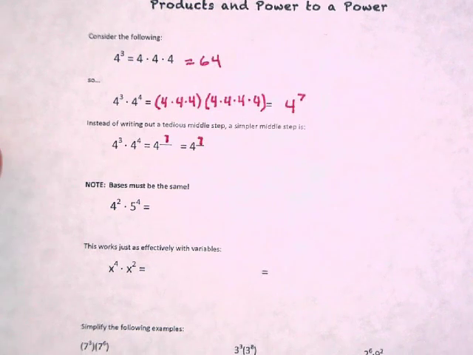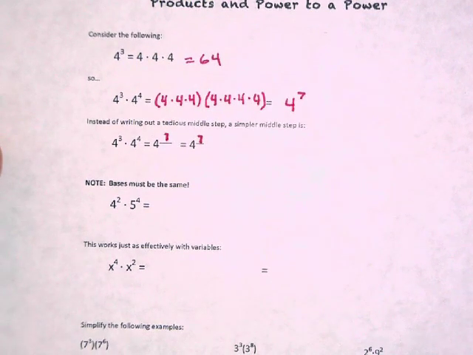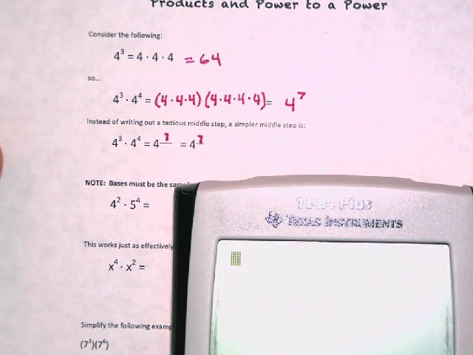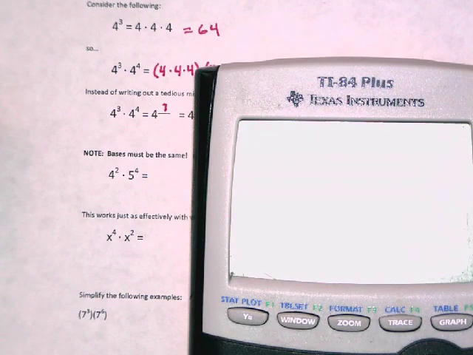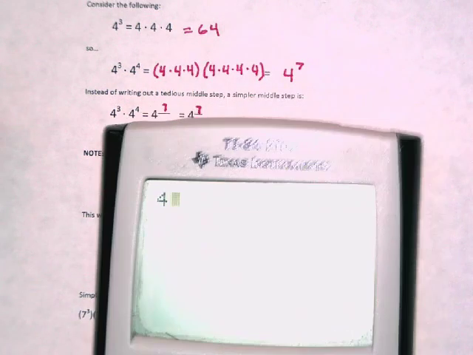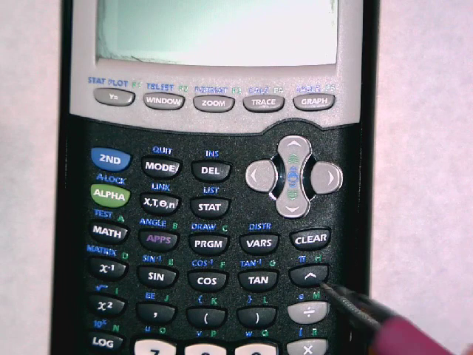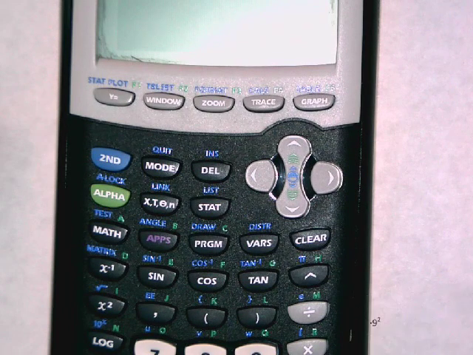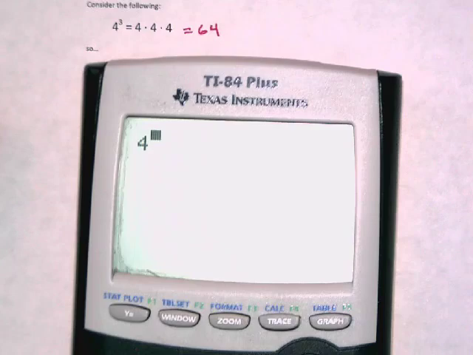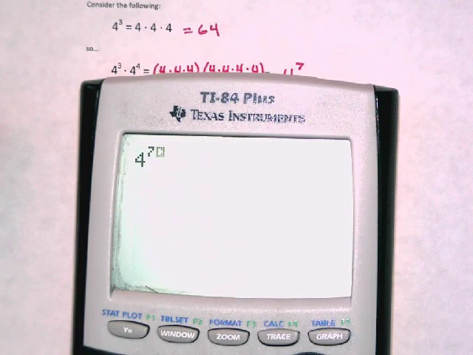Now, for purposes of simplifying it all the way out, just to get you used to it on your calculator, we're going to put them all into the calculator. So I'm going to go down here and do 4 to the 7th. If you're not aware of where it's at, the exponent button is the button above the division sign. You press that button, it will make an exponent. So 4 to the 7th.